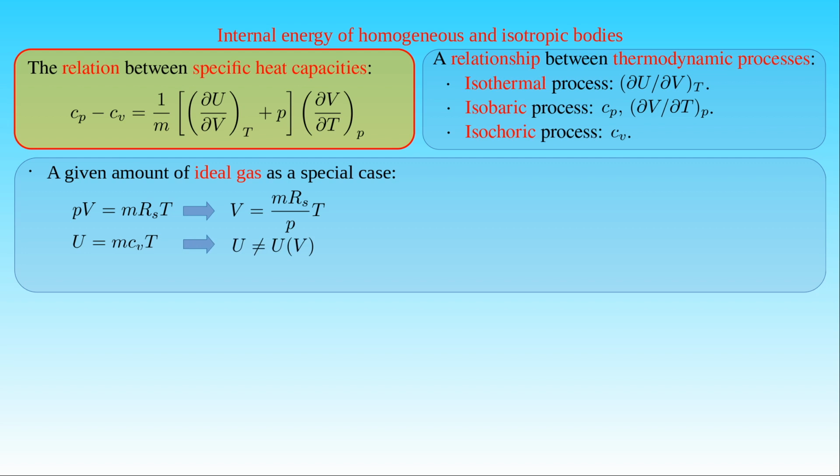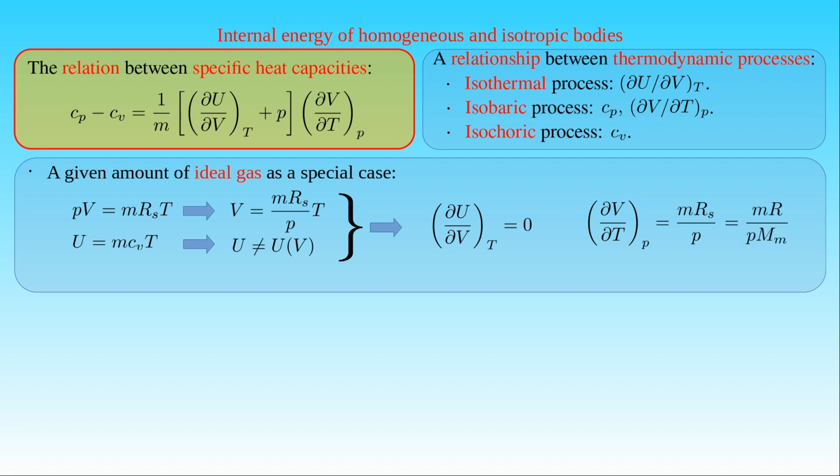If we use these results to determine the partial derivatives in the relation, we obtain the following. The partial derivative of the internal energy U of an ideal gas with respect to its volume V for a constant volume vanishes, whereas the partial derivative of the volume V of the gas with respect to its absolute temperature T for a constant pressure is equal to the proportionality factor m times Rs divided by P. The specific gas constant Rs is equal to the universal gas constant R divided by the molar mass m sub m of the gas. By substituting these expressions into the relation, we obtain Meyer's relation, as expected.